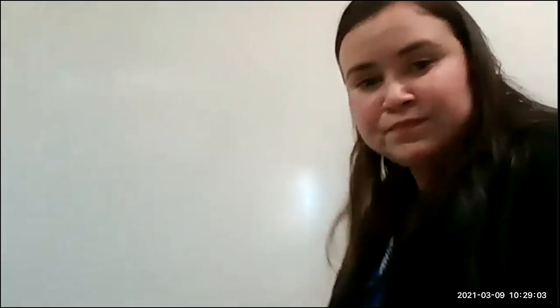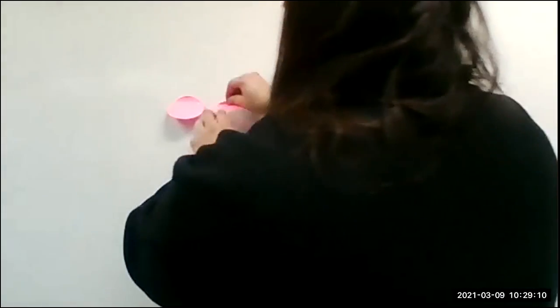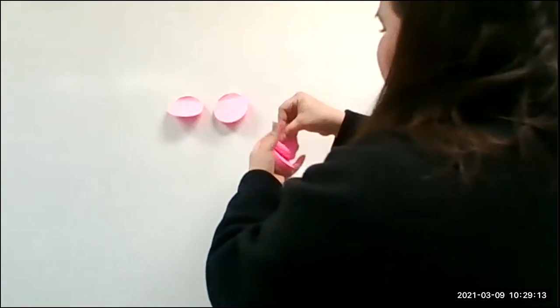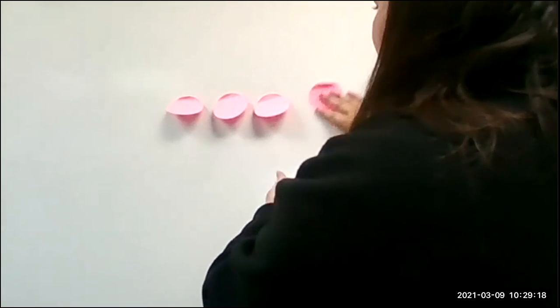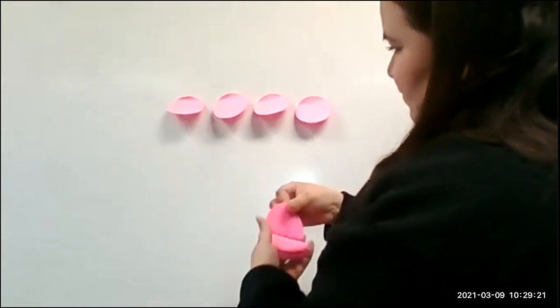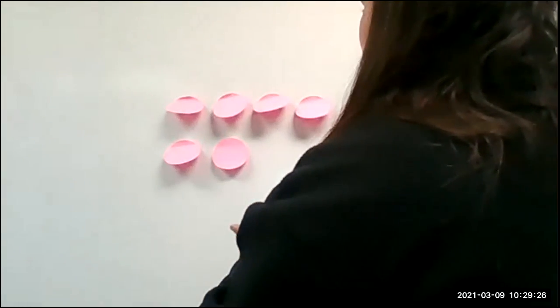So numbers can be broken into 2 different categories. We have our even and we have our odd. So I want to make sure that you can see. I'm going to put 8 sticky notes on the board. 3, 4, 5, 6, 7, 8.